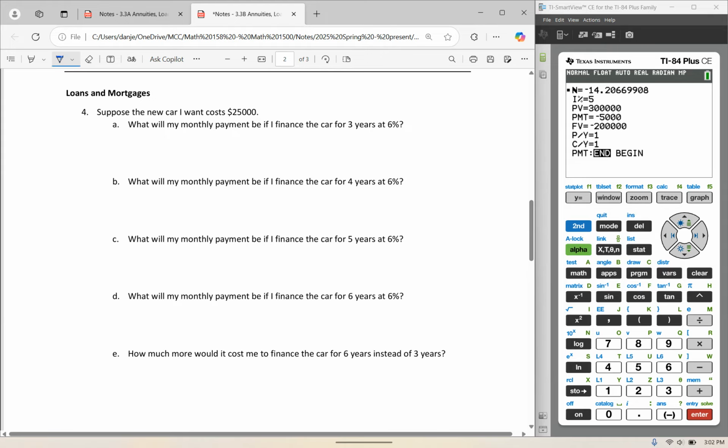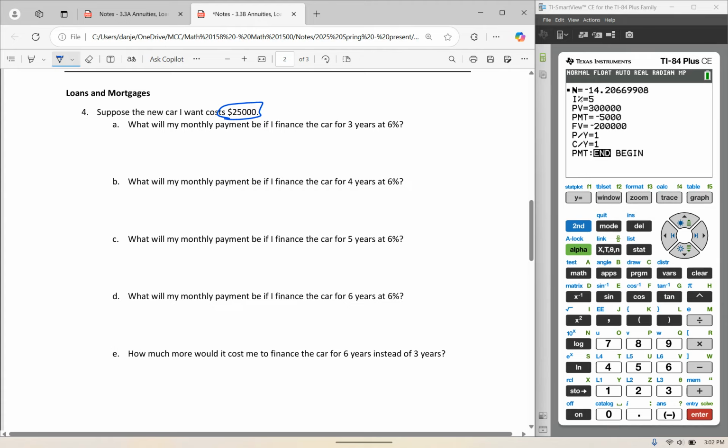Let's look at some loans, payments. If I've got to pay some things back, right? I want a new car. The new car I want to buy is going to cost me $25,000. Now, let me be clear. The cost of the vehicle is not $25,000. I need to finance $25,000. The loan will be $25,000.